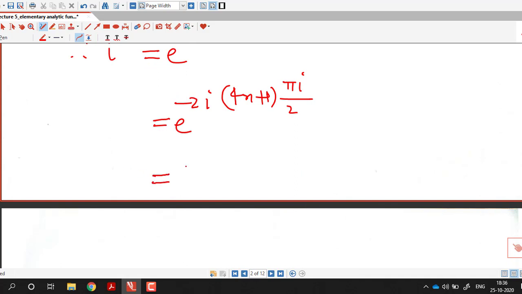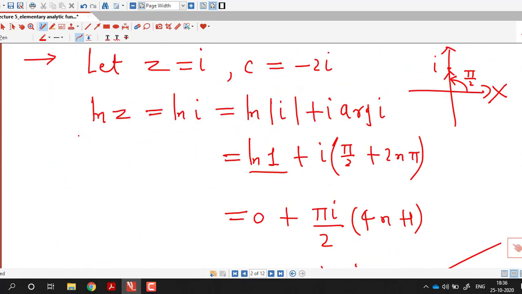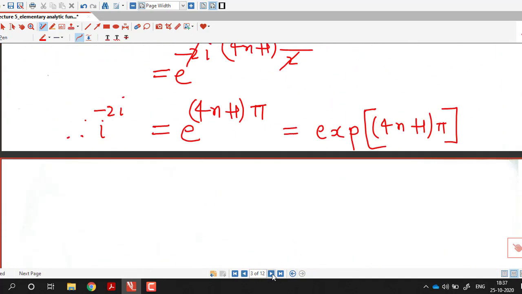So you can see here 2 will cancel out, and i into i is going to be i squared, that is minus 1. And we are left with (4n+1) times π, because i into i is i squared, that is minus 1, and minus 1 into minus 1 will be positive. So this is nothing but exponential of (4n+1) times π, and this left hand side is nothing but i to the power minus 2i. So in this way it is easy to find complex exponents if you have knowledge of the complex logarithmic function. So we can do some more problems.